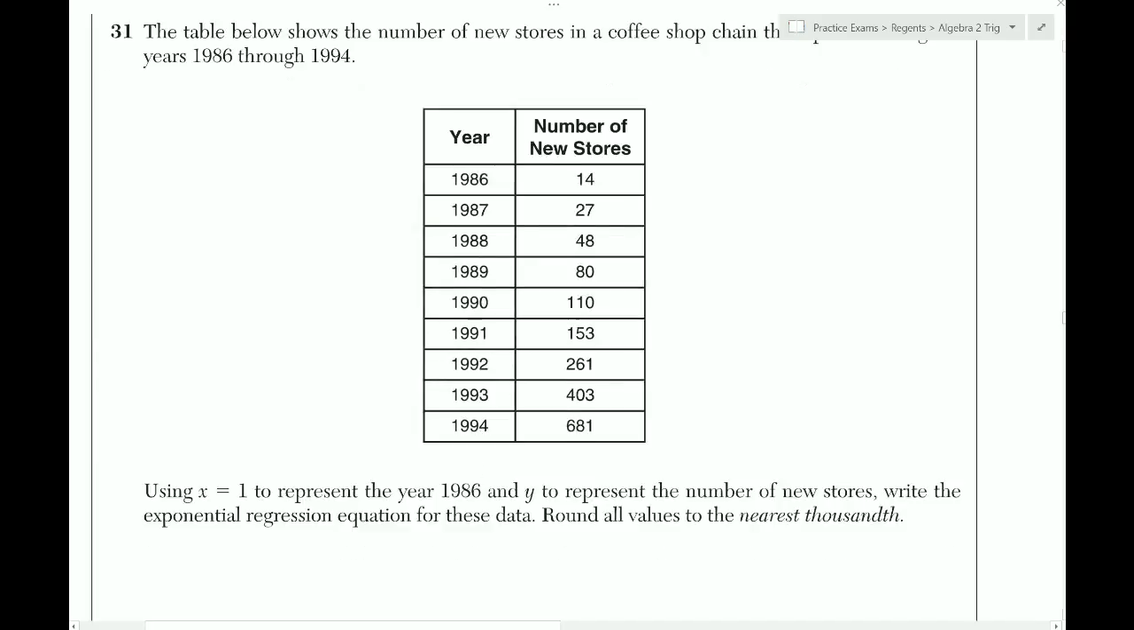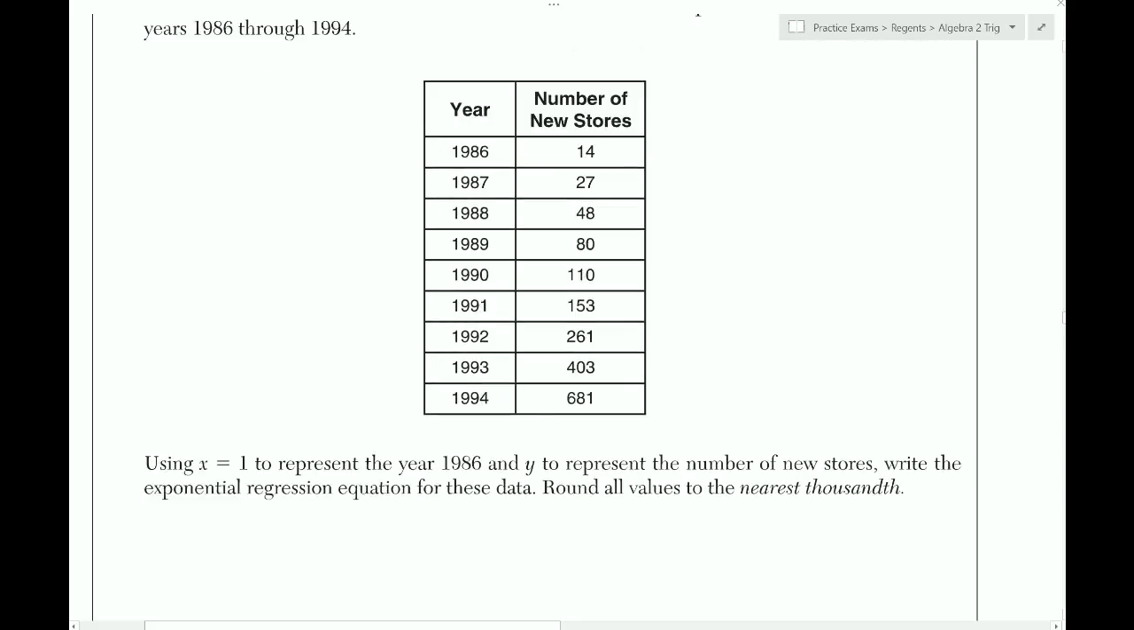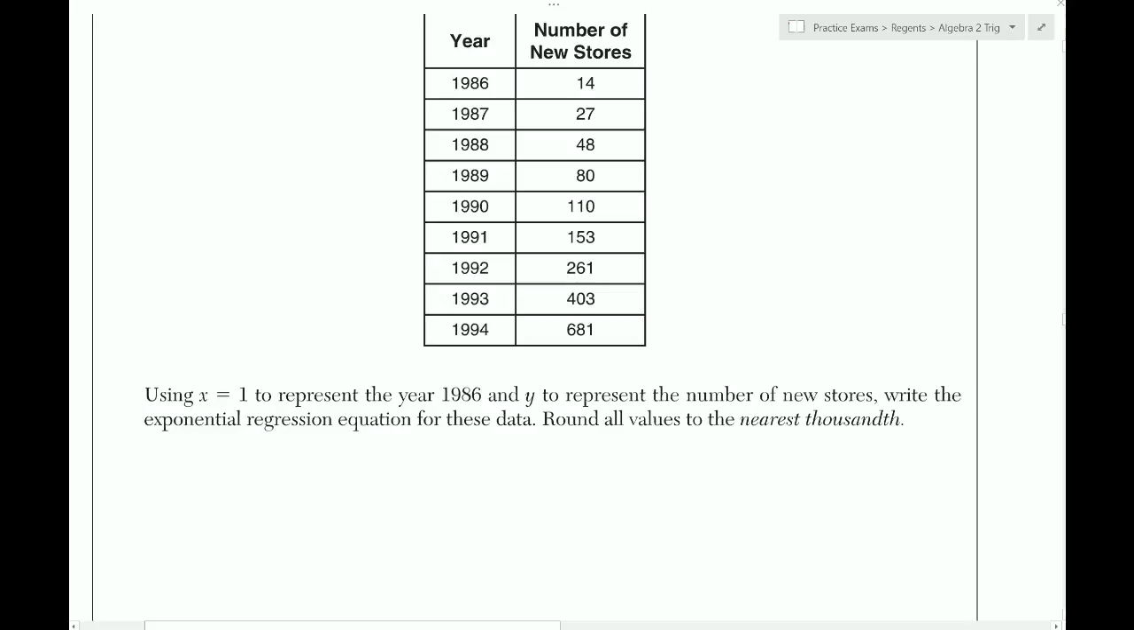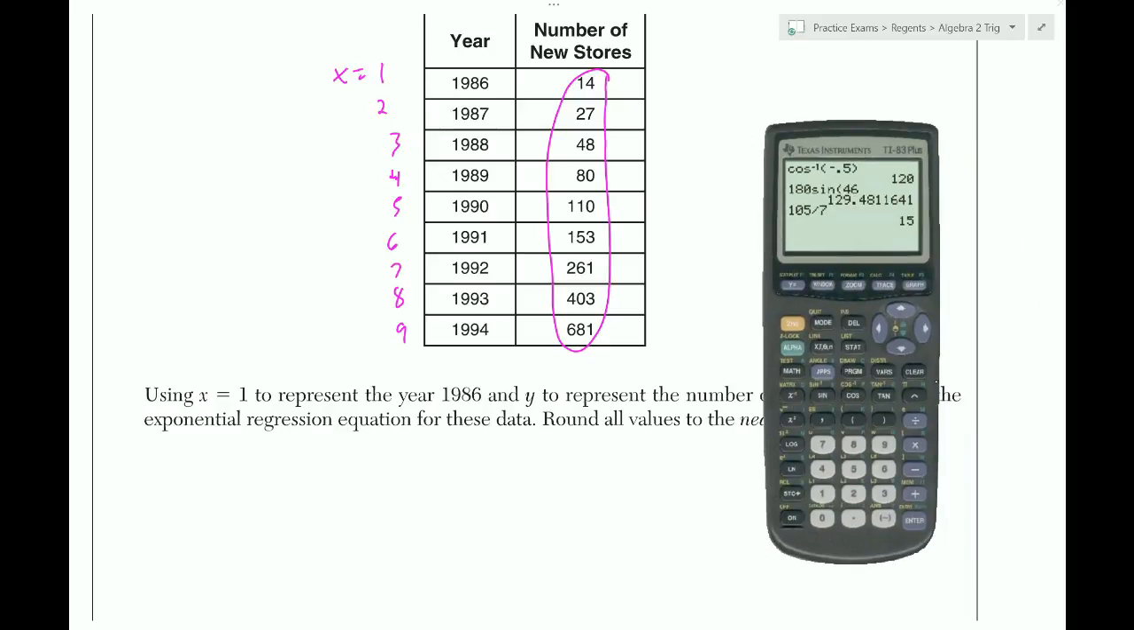The table below shows the number of new stores in a coffee shop chain that opened during the years. Okay. Using x equals 1 represent. Alright, so x equals 1, 2, 3, 4, 5, 6, 7, 8, and 9. And these are our y values. Alright, so yeah, we're probably going to need a list in here. So we'll do stat edit. And if you have a list in there, you can just press up, clear, down, and that'll clear it.